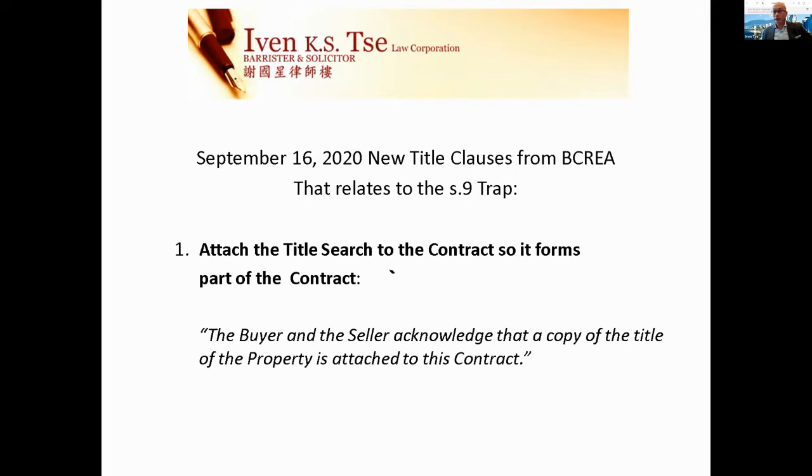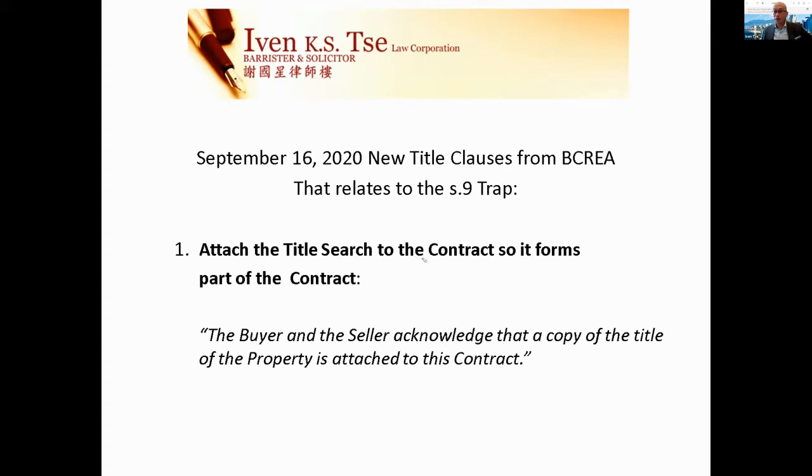The first part is to attach the title search to the contract, so it forms part of the contract, and add the terms: "The buyer and seller acknowledge that a copy of the title of the property is attached to the contract." But for this part, I would highly advise that you don't just leave it in the contract and not do anything with it, because of certain case law that has arisen that deals with this particular issue.